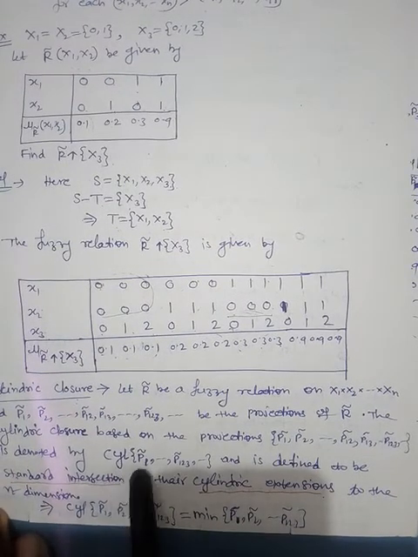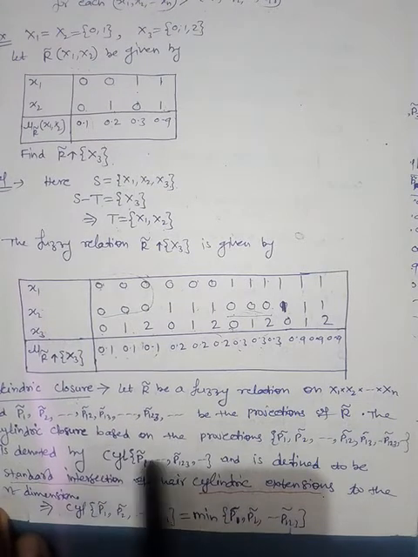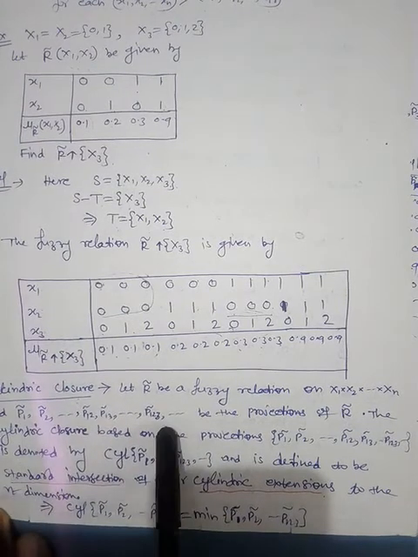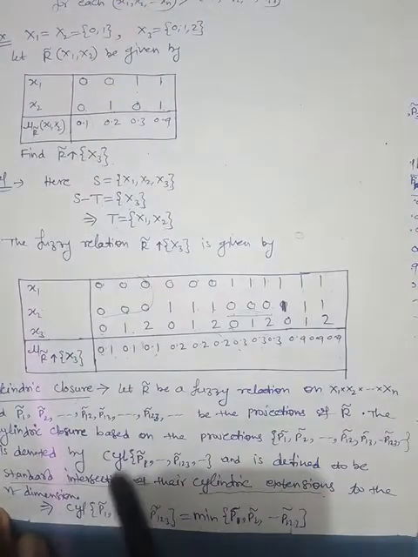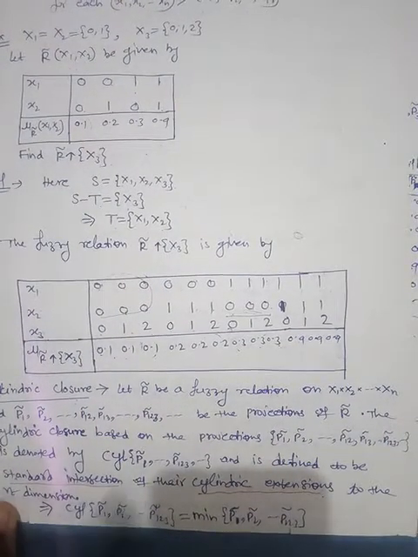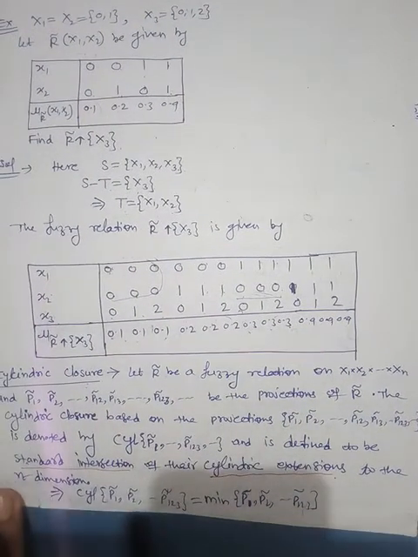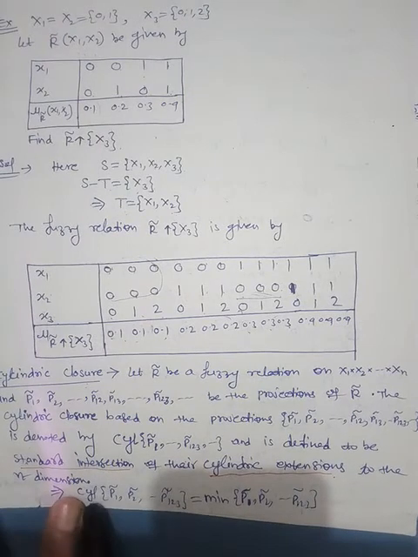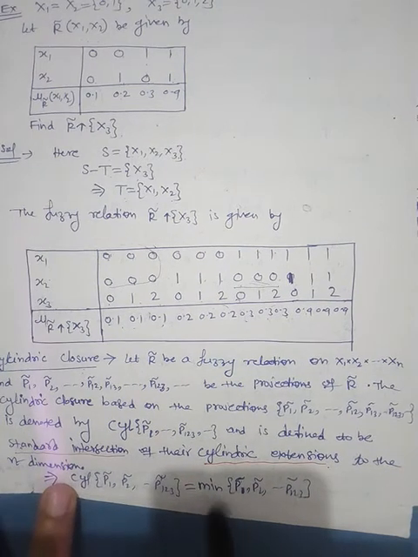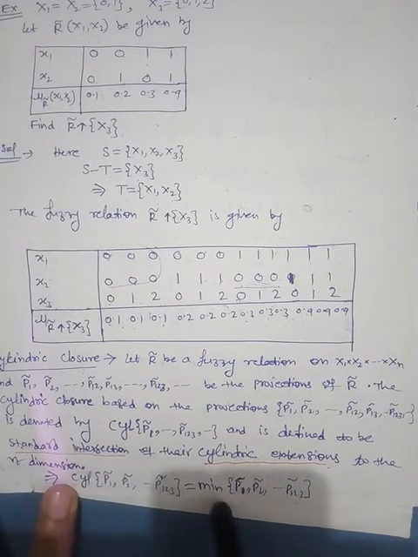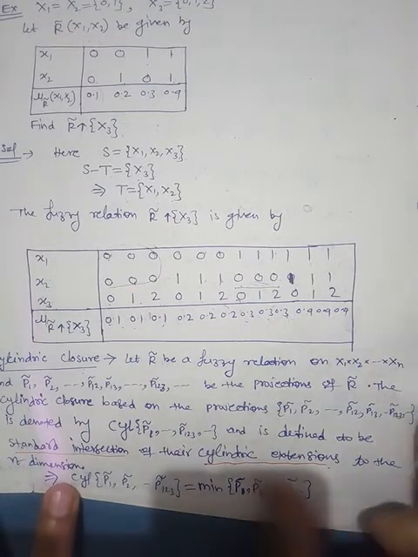So the cylindrical closure is nothing but this: first we take the projections, then extend these projections with the help of cylindrical extension, then take the standard intersection. So in n dimensions it is defined by this. The cylindrical closure of P1, P2, P12, and P3 is nothing but the minimum, because of the standard intersection. So it is the minimum of P1, P2, P12, and P3. Fine, so this is the definition.